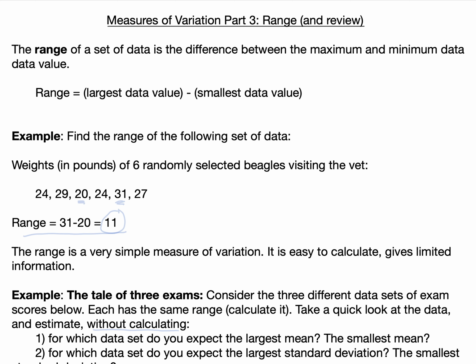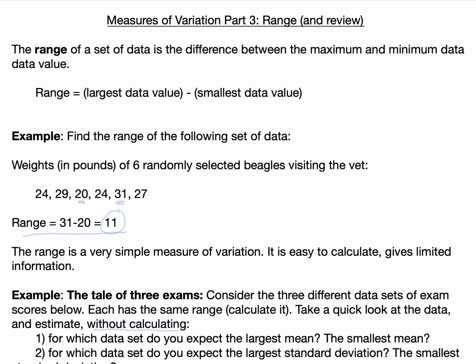This is Measures of Variation, Part 3. This focuses on the range, but we also do a little bit of review of some measures of center and other measures of variation in context. So the range of a set of data is the difference between the maximum and the minimum data value. So the range is just simply the largest data value minus the smallest data value.